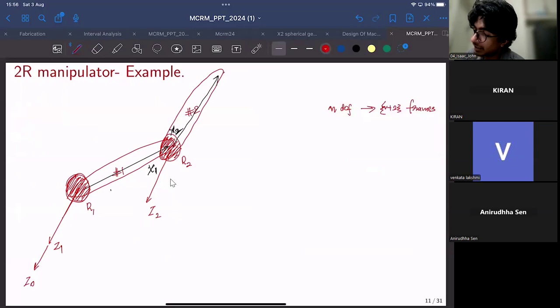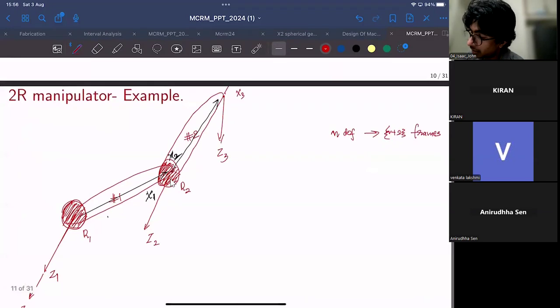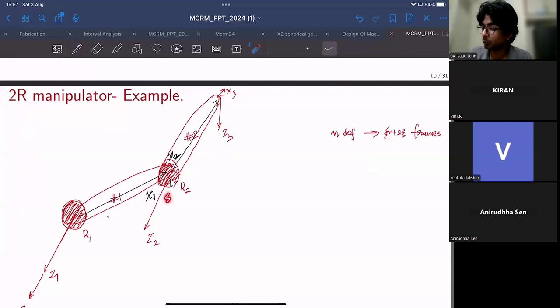So for convenience I'll choose it to be identical to frame 2. So this will be Z3, this will be X3, just for convenience. By convenience, I mean the transformation between frame 2 and frame 3 would be an identity rotation, because they are more or less aligned.